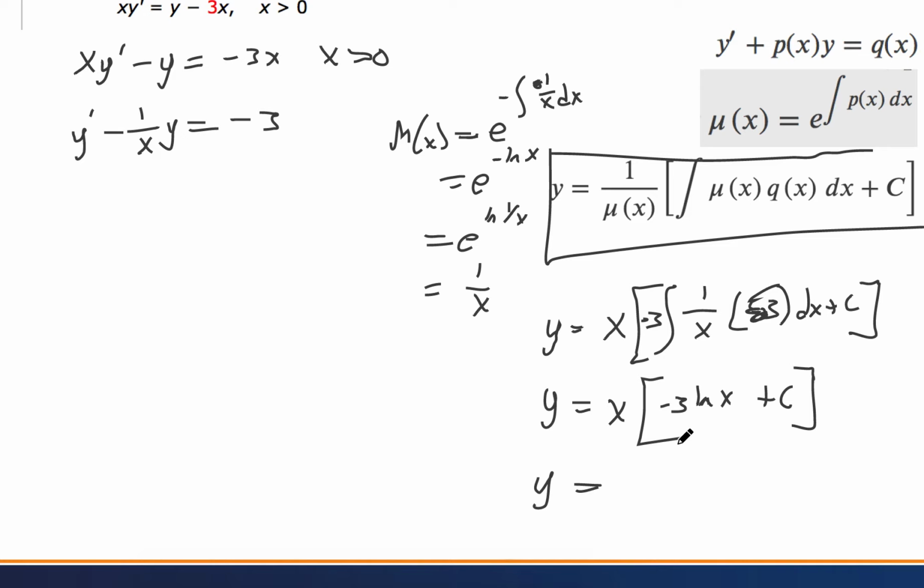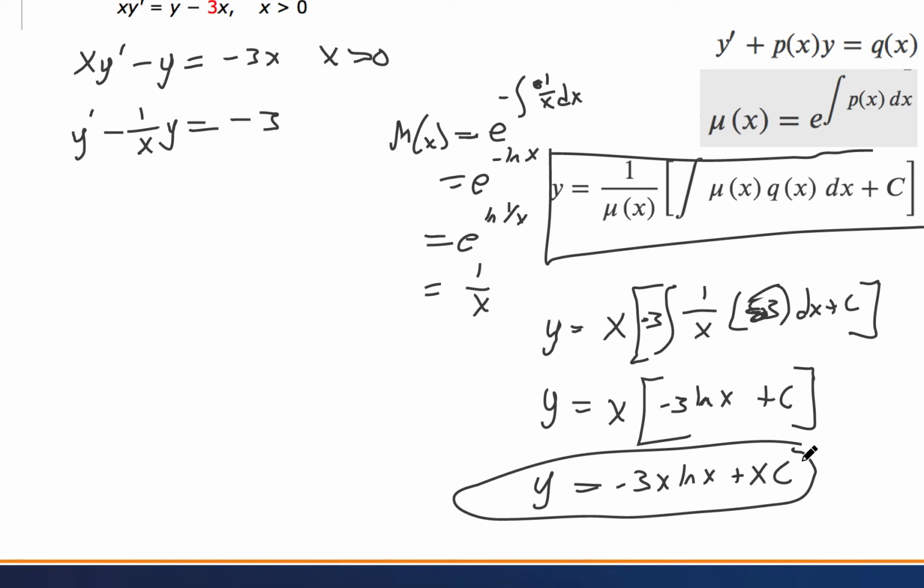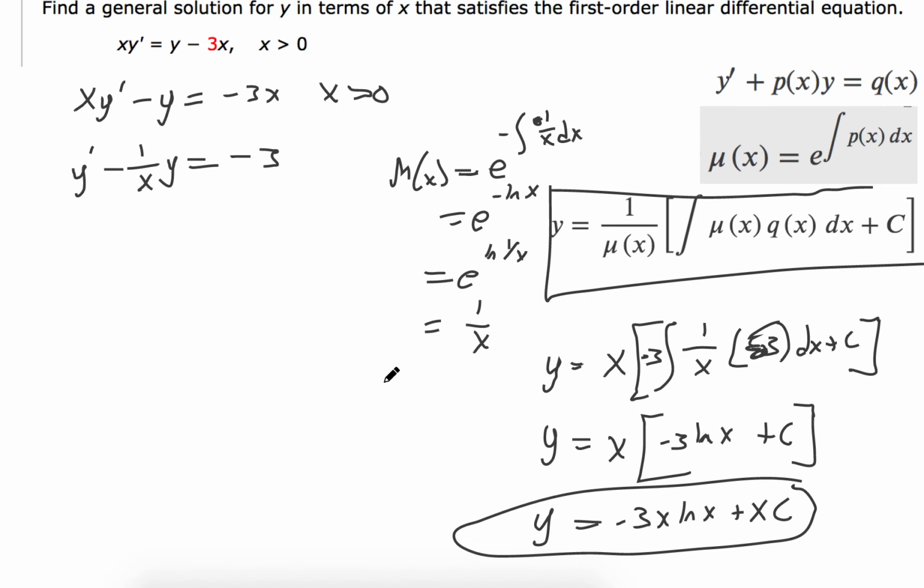And now we could distribute. I mean, this is probably fine. There's another way we could write it, though. I think this is probably what our textbook and what WebAssign does. Okay, that's our solution. And we could check to make sure it's a solution. We could find y prime, plug it back in, make sure the equation makes sense, make sure the two sides equal each other.